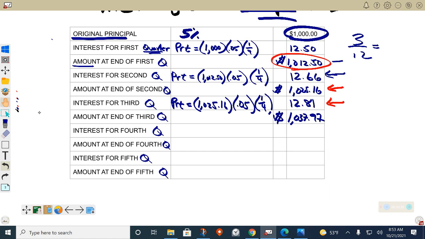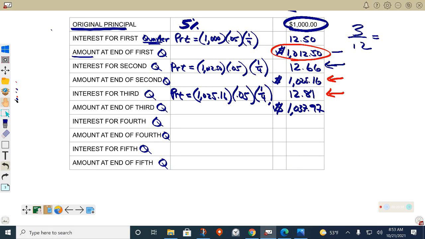Let's finish this table though. This is the last one for now. Interest for the fourth quarter. Yeah, let's do one more. Here we go. Principal times rate times time. So 1,037.97 times 0.05 times 1/4. I'll do the math for us. I'll press the calculator button. Here we go.